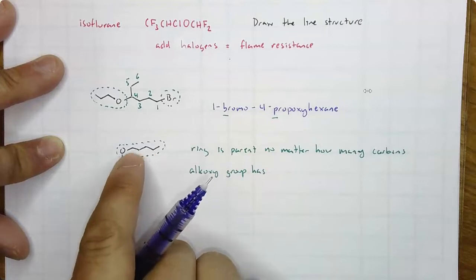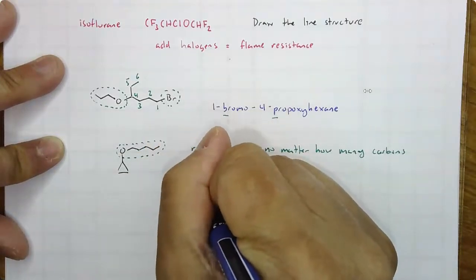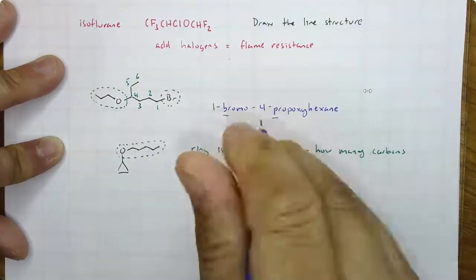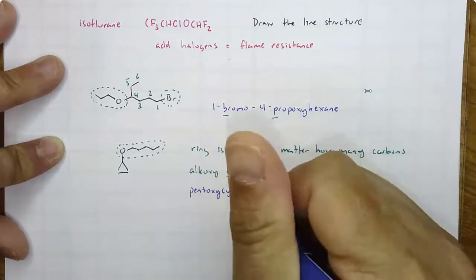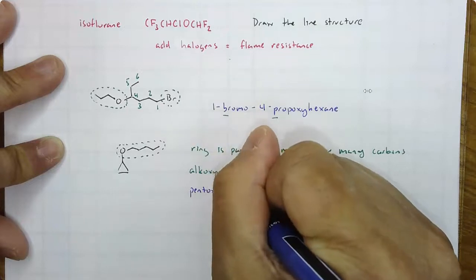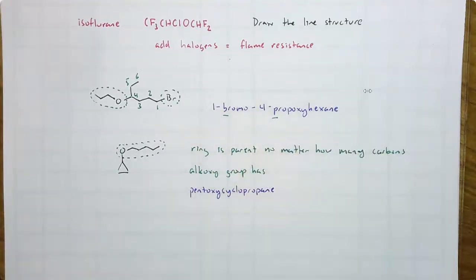One, two, three, four, five. Pentoxy. Cyclopropane. Remember, when a ring has one substituent, you don't locate where that substituent is, it's always on carbon number 1. Alright.